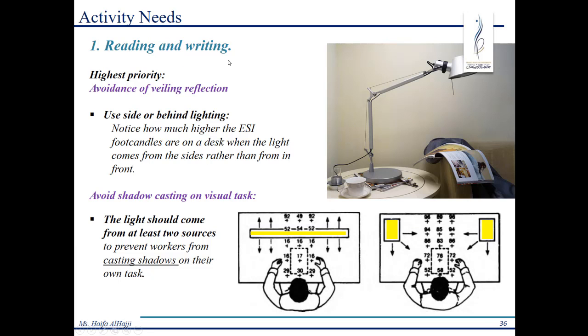For example, reading and writing. Reading and writing require very high task lighting that doesn't obscure what they're reading, so we should have a high avoidance of reading reflections. For this to happen, we should take into consideration the location of the light. As we can see in here, this source of light is going to cause some veiling reflection on this surface here. And these two sources of light on the sides are going to give the same amount of lighting without any reflections. We are assuming that these lights are located at the ceiling.